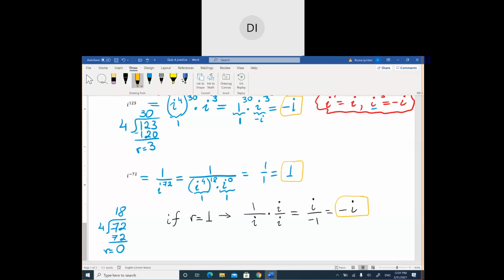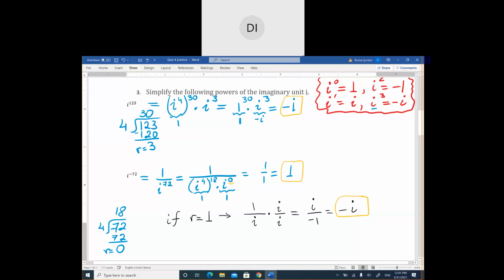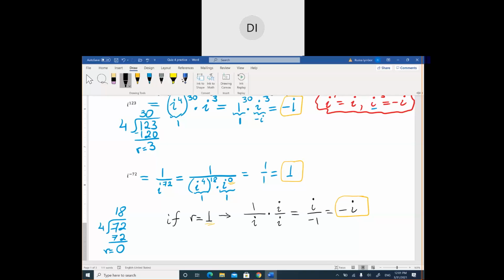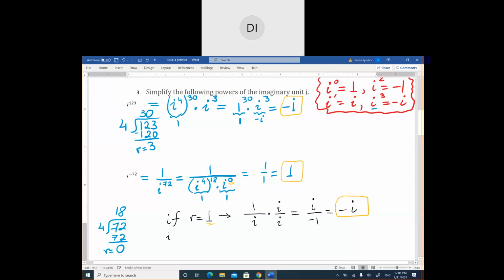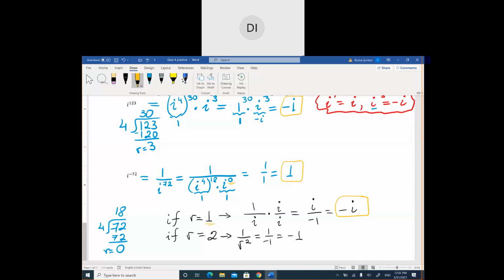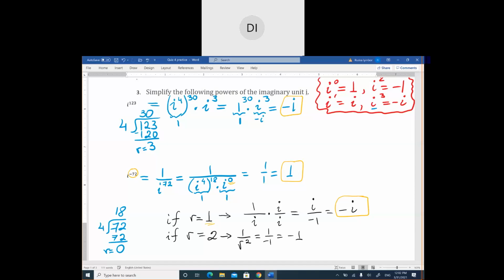Okay? Now, I'm going to write all the different cases. So if the remainder is 0, the answer is 1. If the remainder is 1, the answer is -i. Then let's do the case where the remainder of the division is 2. Then you're going to get 1 over i squared, right? And i squared is -1, so it's going to be 1 over -1, and the answer is -1. Okay, so this is the case when you have a negative exponent only. So if you have a remainder 2, the answer is -1. Okay, so it's a little shifted, a little different.